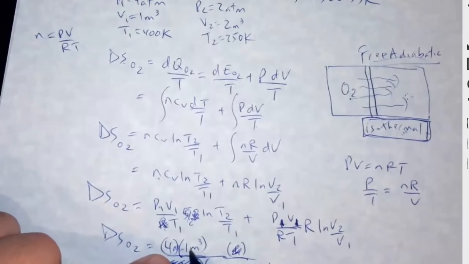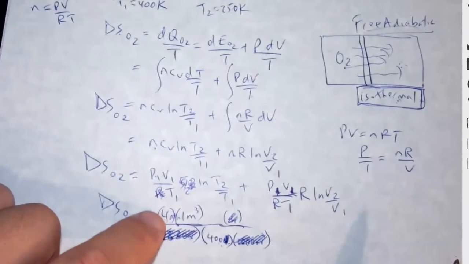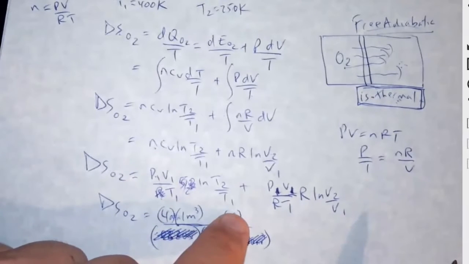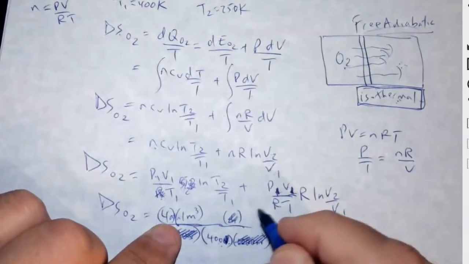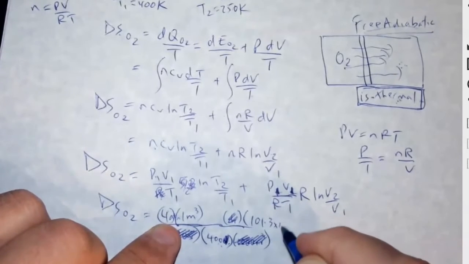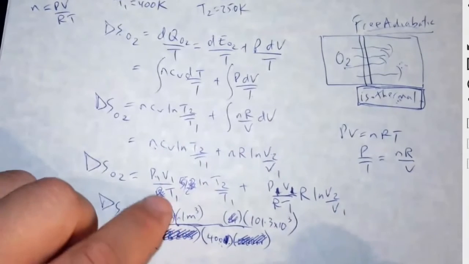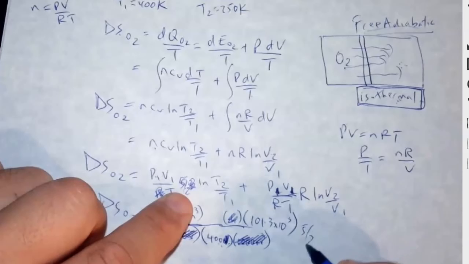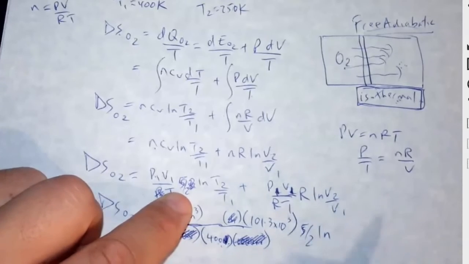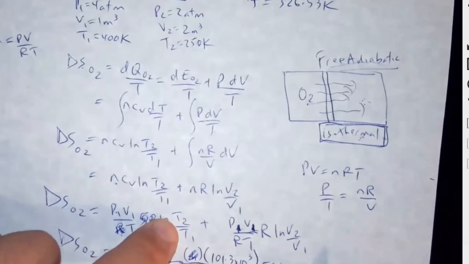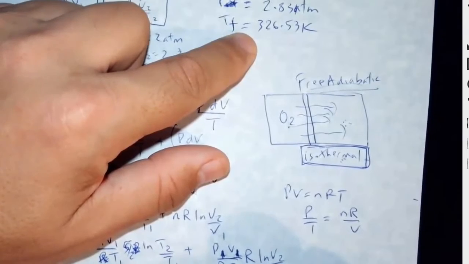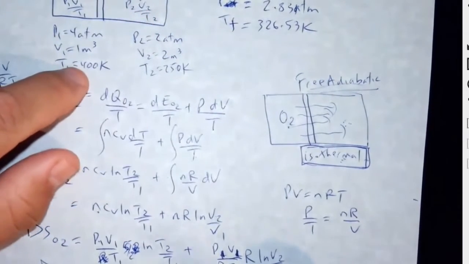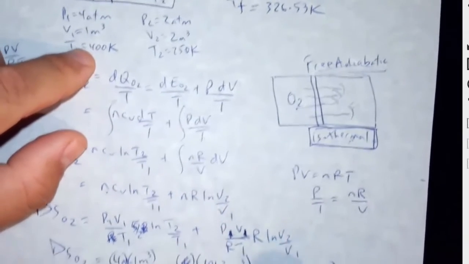Oh no, I need to convert it to pascals. Yeah, I need to convert the atmospheres to pascals. The R cancels. The T is 400 Kelvin. This is 1 meter cubed for 4 atmospheres. Okay, so then 101.3 times 10 to the third pascals. Then you have 5 halves. Then you take the ln of the 2 temperatures. What's the final temperature of the oxygen? 326. The initial temperature of the oxygen? 400. You see, like that.